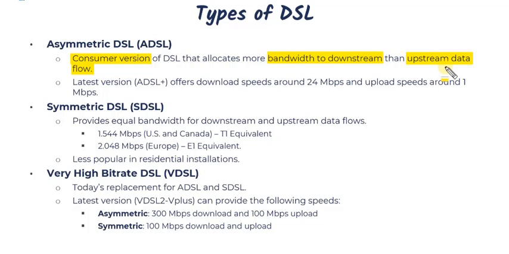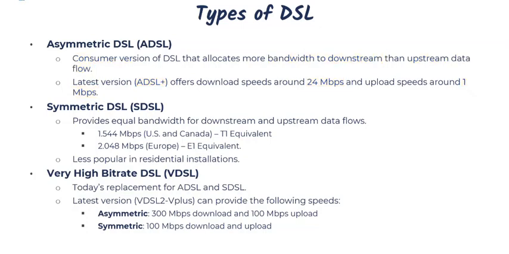So why do they do that? Why would they allocate more to downloading? Well, if you think about residential users, 90% of us are going to be downloading much more than what we're uploading. When we're watching YouTube or Netflix or browsing the internet, a majority of the data that's coming to us is going to be downstream, and we're not going to be sending a lot upstream. So that's the whole purpose of asymmetric. And to give you an example of the speeds, one of the latest versions, which is ADSL Plus, offers download speeds of around 24 megabits per second and upload speeds of only around 1 megabit per second. So there's a huge difference between what you get for downloading and what you get for uploading.